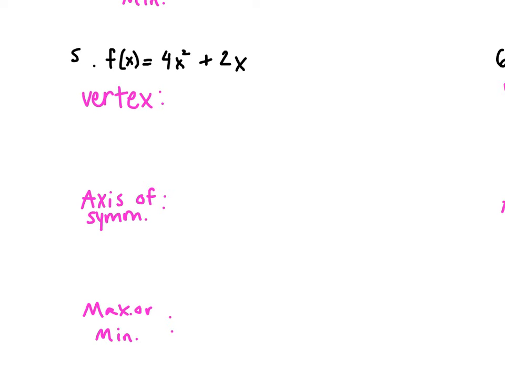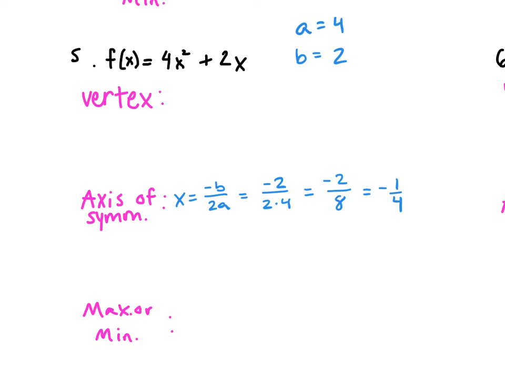All right, what do we do first for number 5? Maddie, what do we do first for number 5? 4 is A and 2 is B. Negative B over 2A. So we have negative 2 over 2 times 4. So negative 2 over 8. What does this simplify to? Negative 1 over 4, because we divide the top and the bottom by 2. So our axis of symmetry is x is equal to negative 1 over 4.